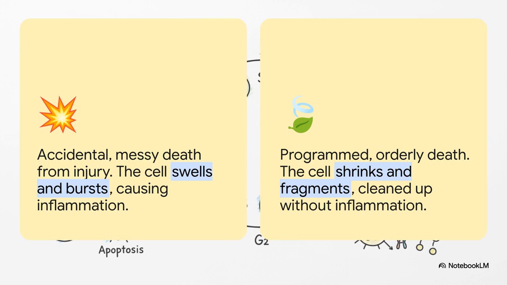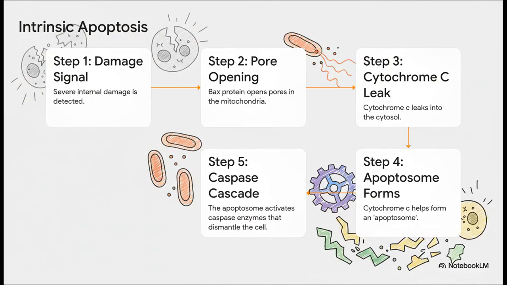Apoptosis is the complete opposite. It's a quiet, clean, orderly disassembly. It's actually essential for normal development. It's how we got rid of the webbing between our fingers and toes in the womb. The cell just shrinks down, packages itself into neat little bundles, and gets tidied up by its neighbors. No fuss, no mess.